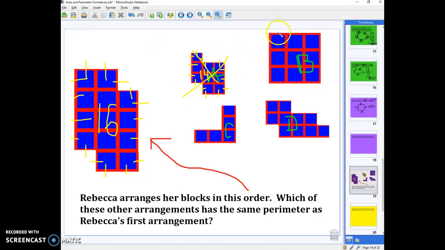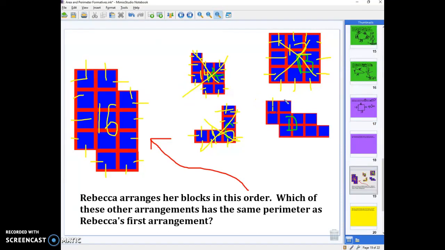Let's look at B. 1, 2, 3, 4, 5, 6, 7, 8, 9, 10, 11, 12. B has 12, so it's not B. And let's do C. 1, 2, 3, 4, 5, 6, 7, 8, 9, 10, 11, 12. C is also 12, so it's not C. And we know that D is our only option, but good test takers, good students count it just to double check, or else we've got a problem on our hands.